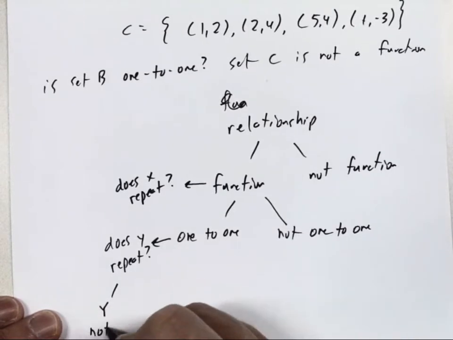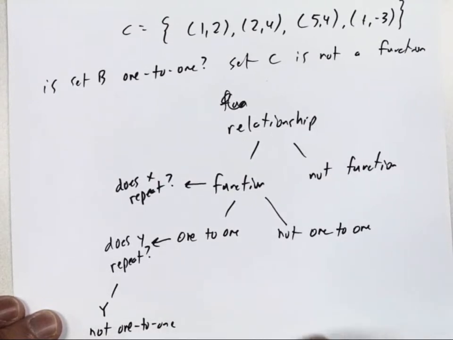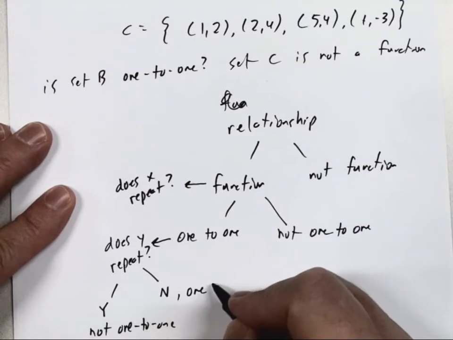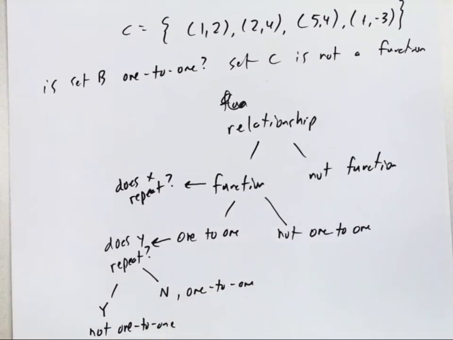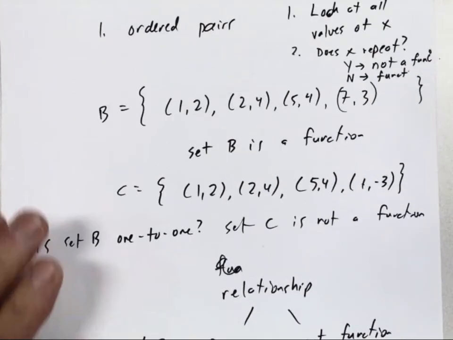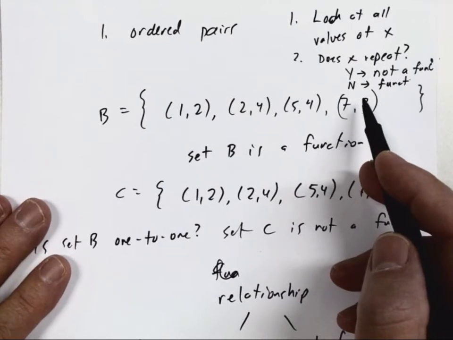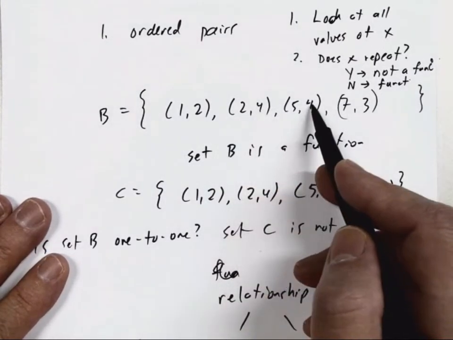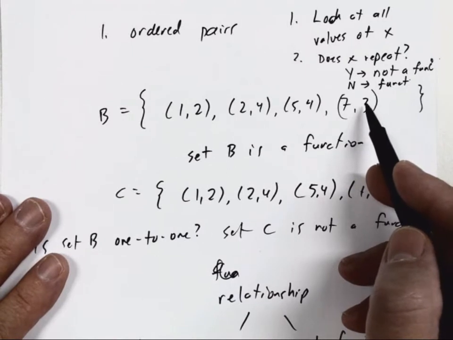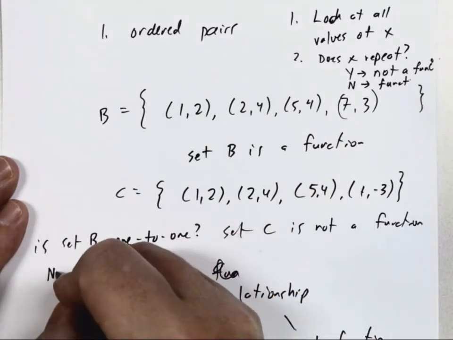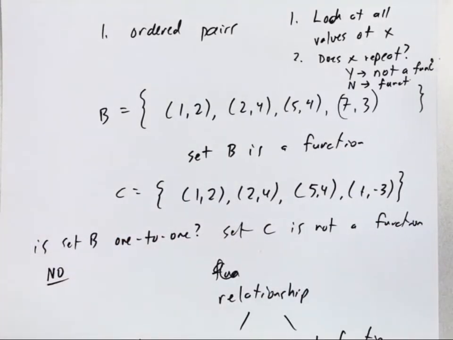If the answer is yes, then it's actually not one-to-one. It is a function, it's just not a one-to-one. If the answer is no, then you have a one-to-one function. So for instance, B, we've decided B is a function. Is it a one-to-one function? Look at my values of y: 2, 4, 4, 3. Do the y's repeat? In this case, they do repeat. So I say, no, set B is not one-to-one.